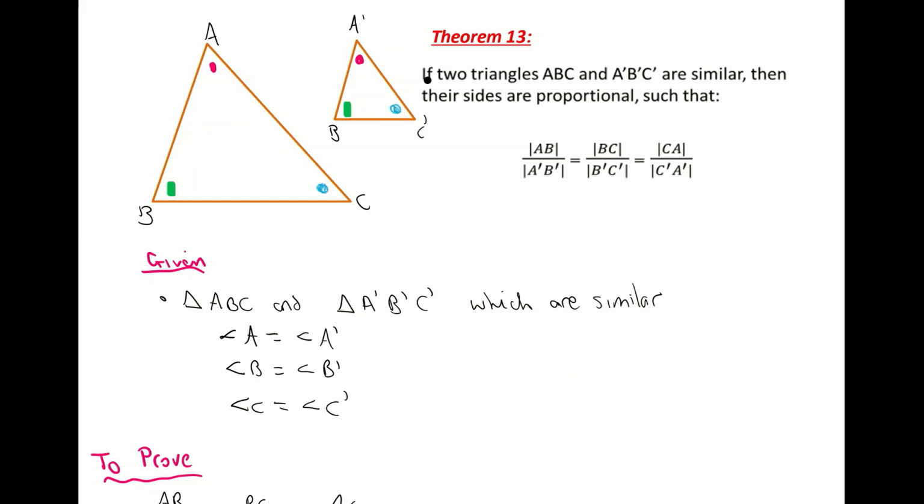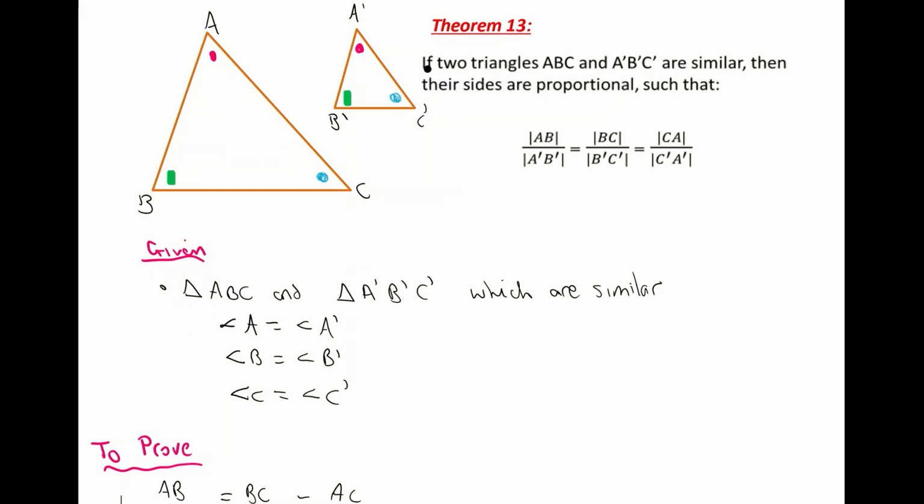Basically you're showing that the sides are proportional, so the side AB is proportional to A dash B dash. You're showing then that the side BC on the larger triangle corresponds to B dash C dash. I'm just missing my dash there in my B. And on my third side, AC is proportional to A dash C dash. So that's basically what we're trying to prove, that they are equal, or in other words proportionate to each other.